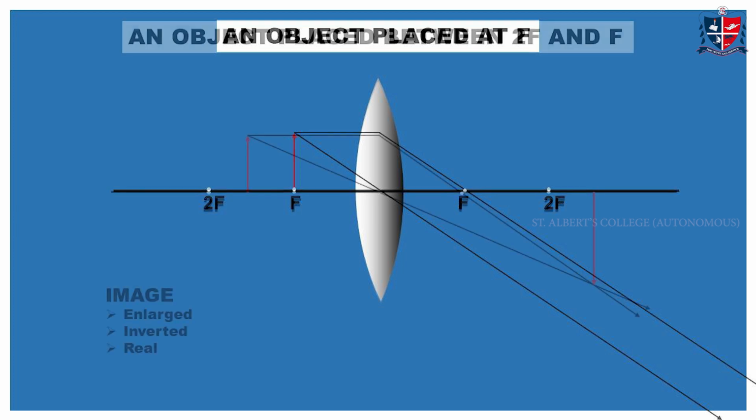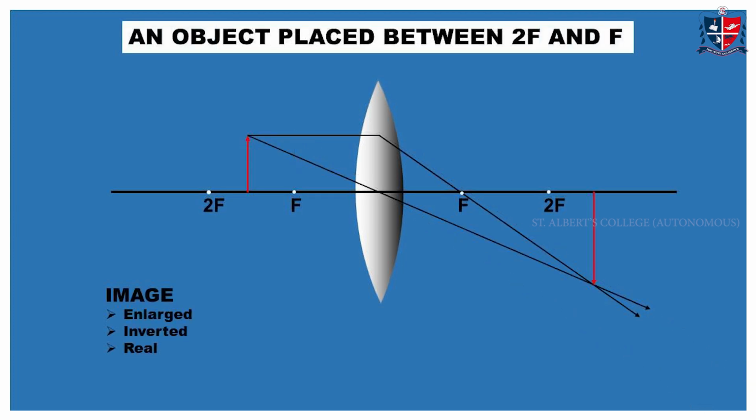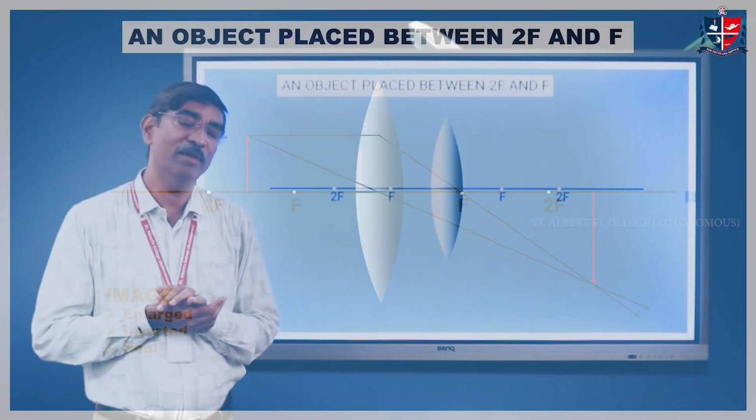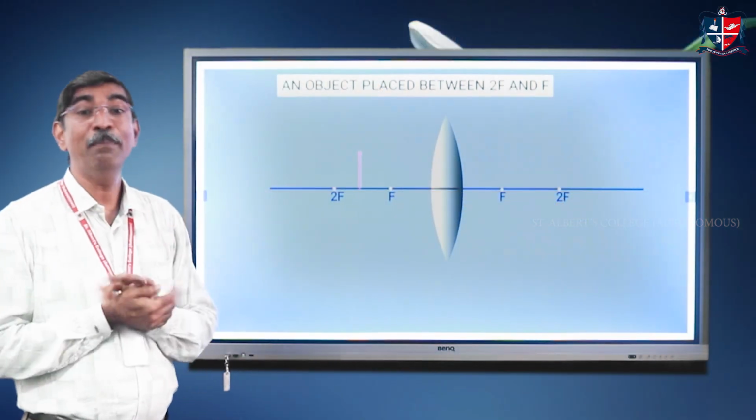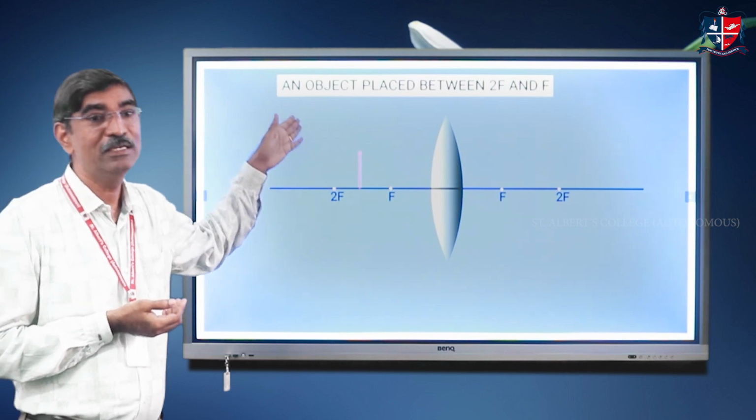Then the third case, here we are placing the object between f and 2f. Let us see what is going to happen if we place the object here.